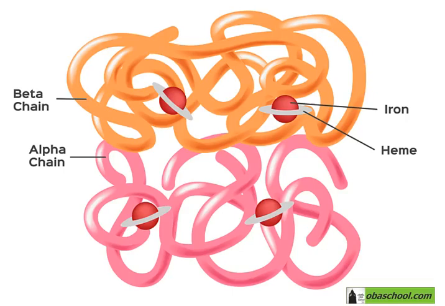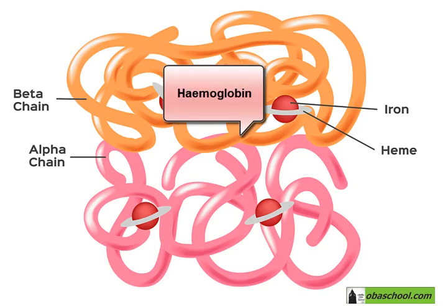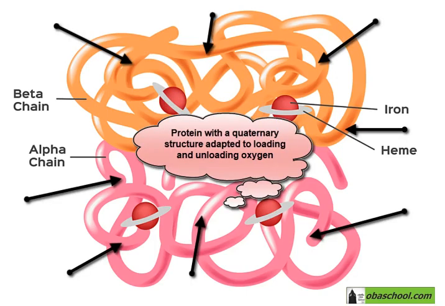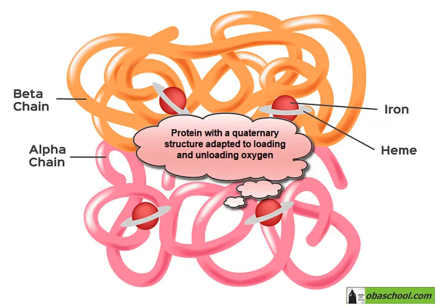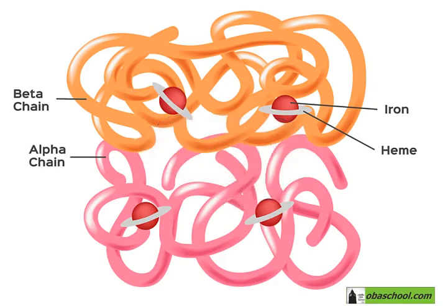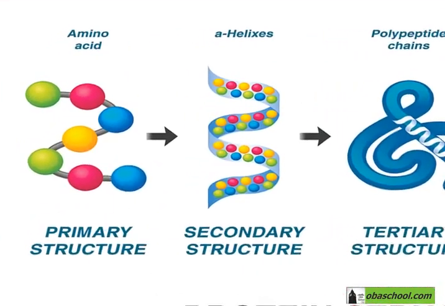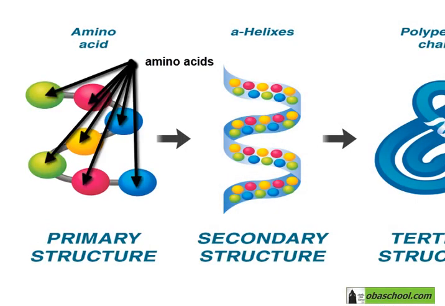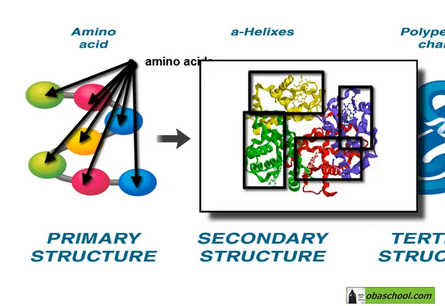We are going to start this chapter by talking about a very important protein called hemoglobin. They're protein molecules with a quaternary structure that makes it super efficient at loading oxygen and then unloading it, depending on the conditions. So to make hemoglobin, we start with the primary structure, which is a sequence of amino acids that make up 4 different polypeptide chains.